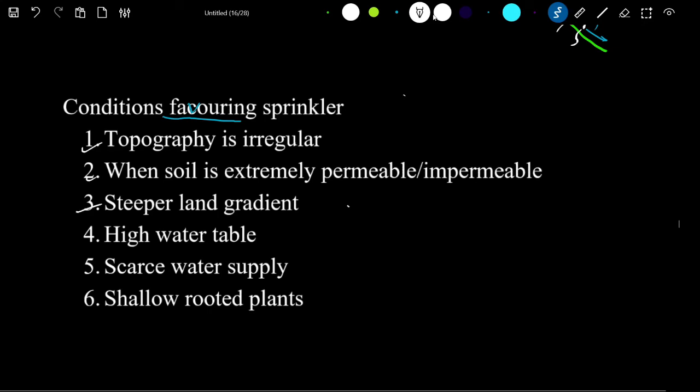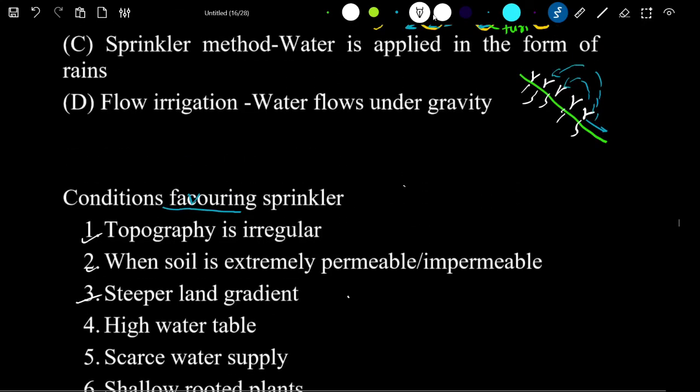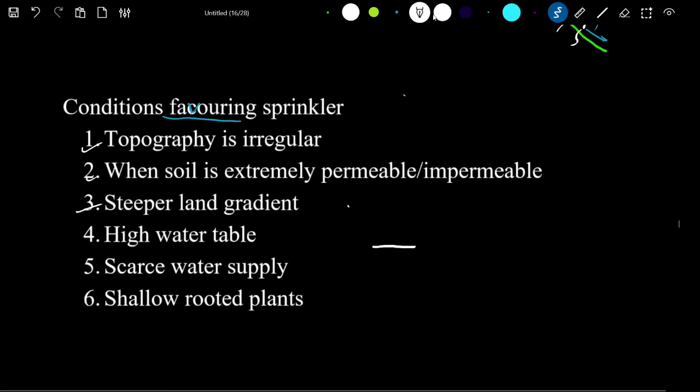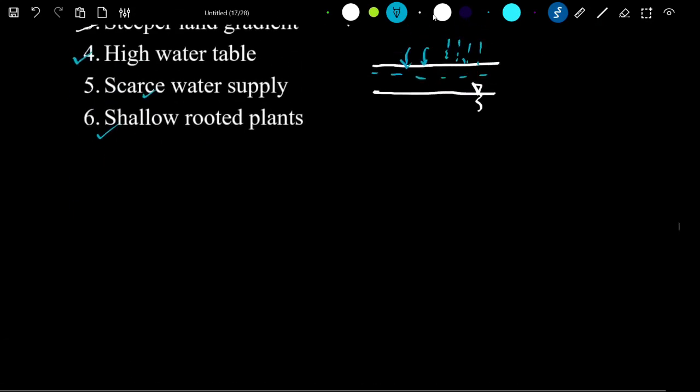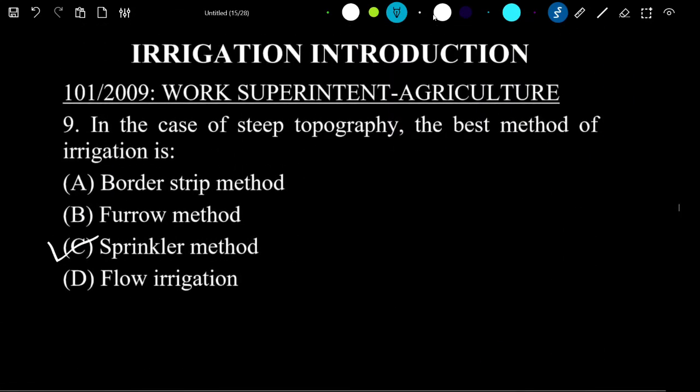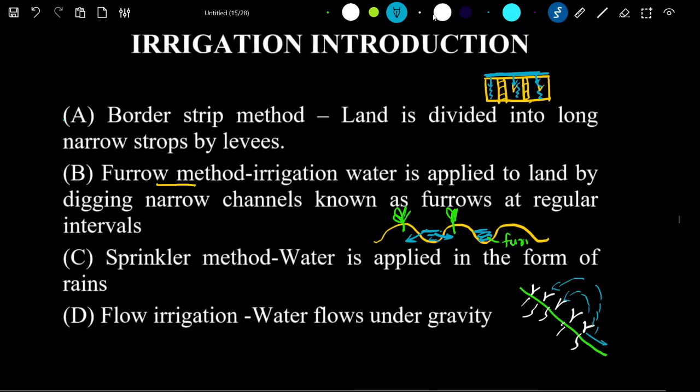Then steeper land gradient, as I told, the erosion will be much lower. And when there is a high water table, if we practice surface flooding methods, the water table would rise again, right? So to avoid that, in such areas the sprinkler is used, and the amount of water applied is very less. So the chances of the water table rising are also less. Now again, when there is scarcity of water supply and shallow rooted plants, you can go for a sprinkler type irrigation system. So the answer to our question is sprinkler irrigation, that is option C.